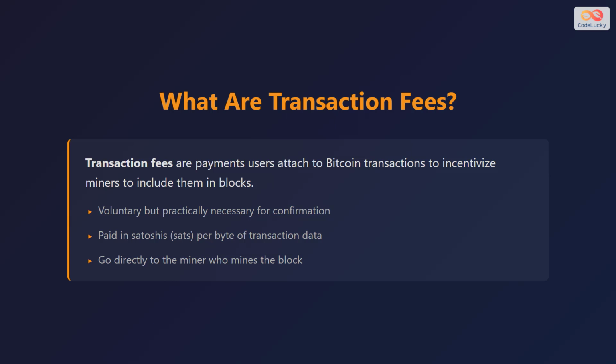Transaction fees are payments that users attach to their Bitcoin transactions to incentivize miners to include them in blocks. While technically voluntary, these fees are practically necessary if you want your transaction to be confirmed in a reasonable timeframe. Fees are paid in satoshis, or sats, per byte of transaction data. 1 satoshi is the smallest unit of Bitcoin, equal to 0.00000001 Bitcoin. All transaction fees go directly to the miner who successfully mines the block containing your transaction.